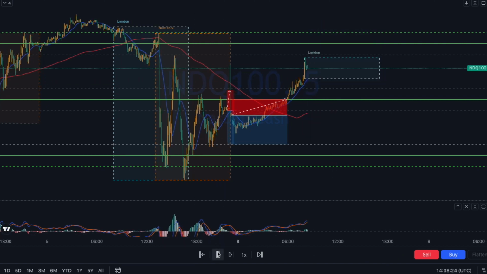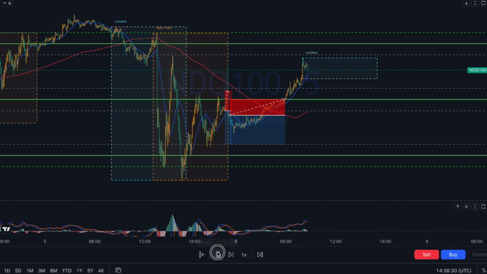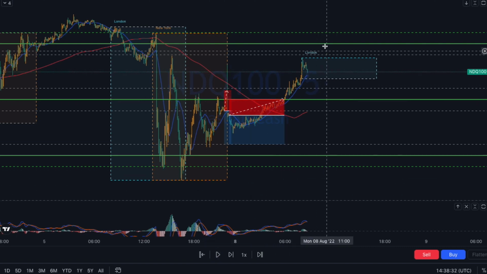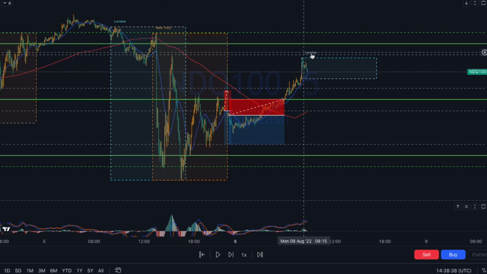Okay, so London's now open, right? So this is the time when I can operate. And I can see price is getting close to this level right here. This is a good level because of where it broke down from. So I'll be looking for sells as soon as it gets into this zone over here.